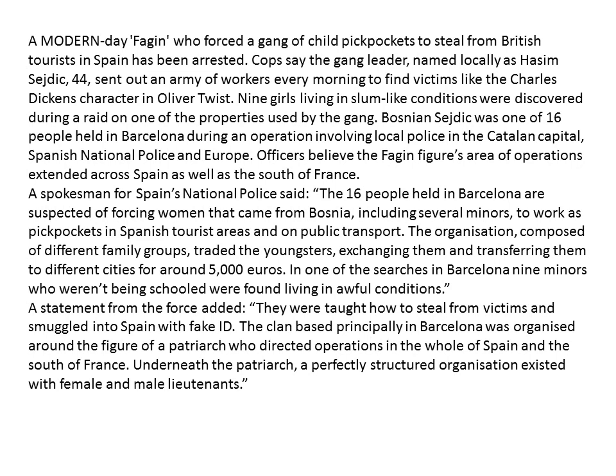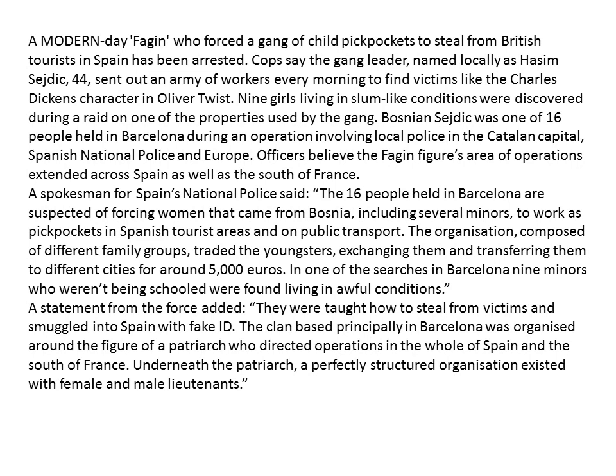A modern-day Fagin who forced a gang of child pickpockets to steal from British tourists in Spain has been arrested. Cops say the gang leader, named locally as Hassim Sejic, 44, sent out an army of workers every morning to find victims like the Charles Dickens character in Oliver Twist. 9 girls living in slum-like conditions were discovered during a raid on one of the properties used by the gang.